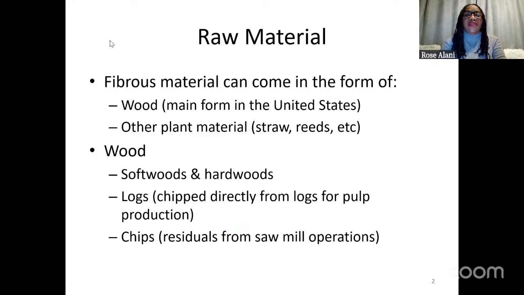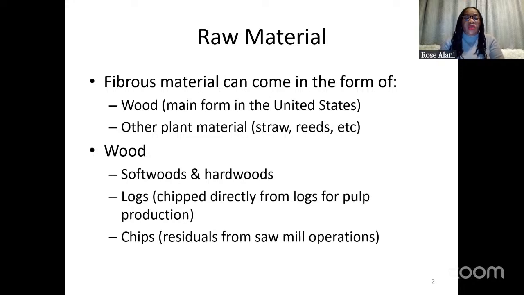What we have to consider first when we're looking at mechanical pulping, or any industrial process, is that you have to see to it that you have the proper raw material. So that's why we're starting with the raw materials. We have different types of raw materials that can be used for pulping: the fibrous material, which can come in form of wood, or in form of other plant materials like straw and reeds, and so on.